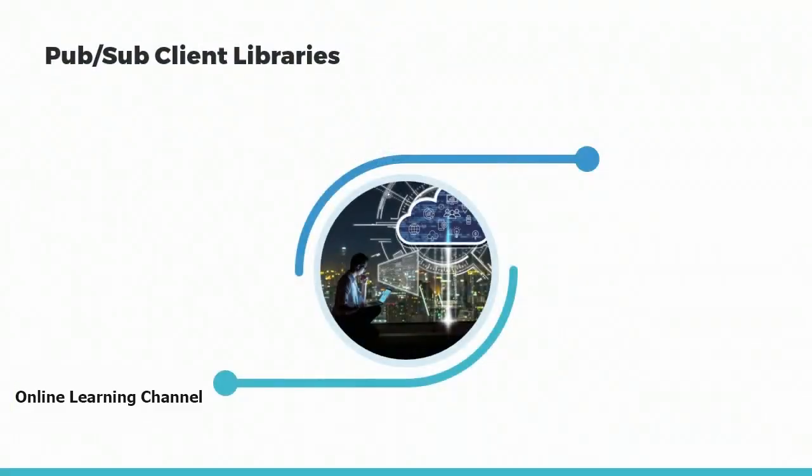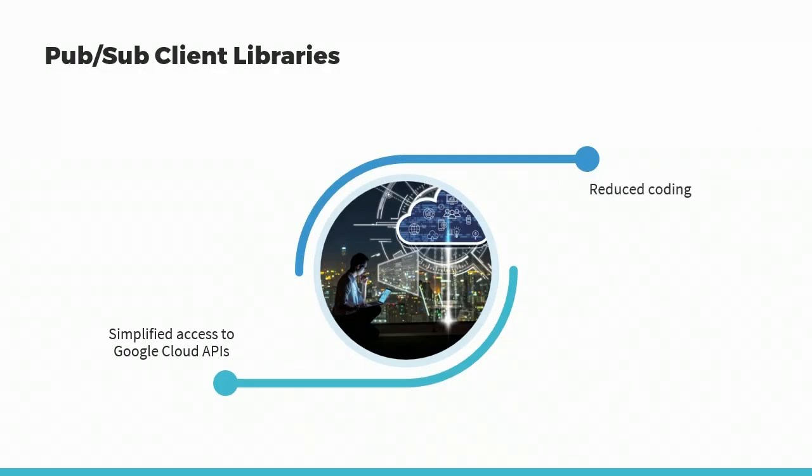In this video, we're going to talk about the purpose of PubSub client libraries and what they are. A PubSub client library is almost exactly what it sounds like. It's a programming library for your programming language, such as Python or JavaScript, that gives us simplified access to the Google Cloud APIs. This is really important because it reduces the coding or configuration steps we need to do to call the APIs directly.